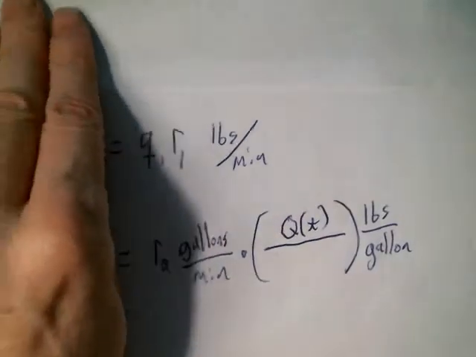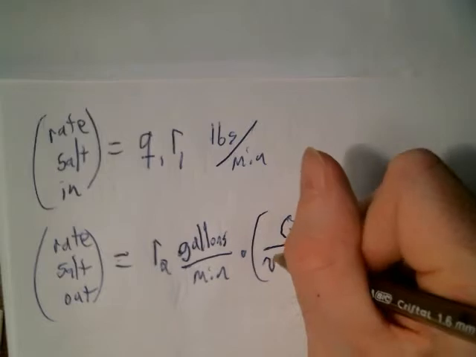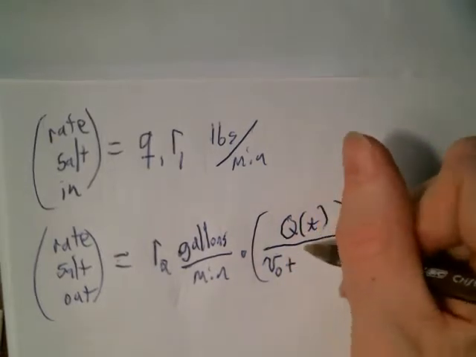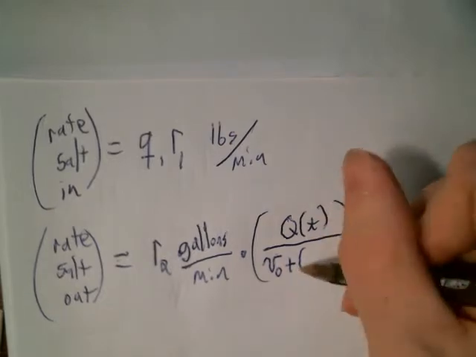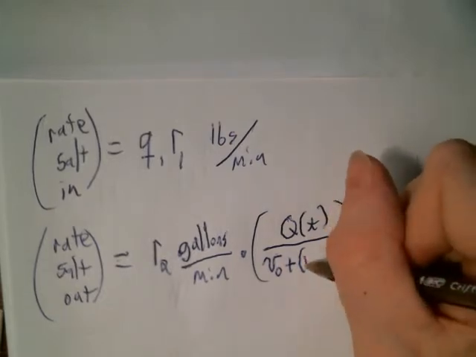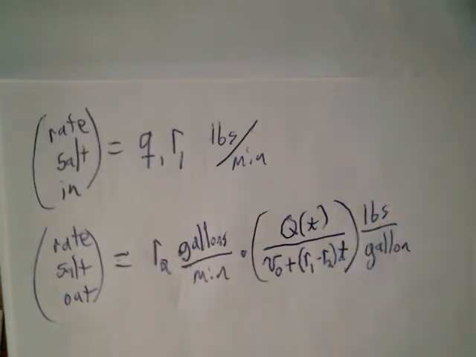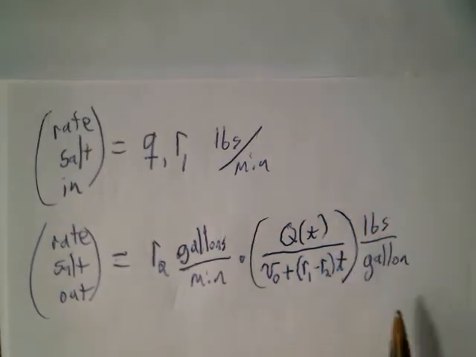So of course you start at V sub 0, the amount of salt water you have at a given time, and then you're adding basically a slope of R1 minus R2, the stuff going out, times t. And so at any given time t, this is the expression you'll have.